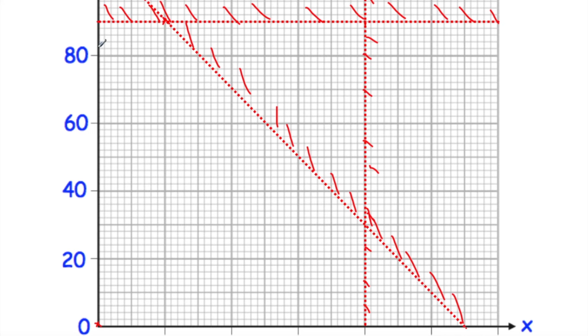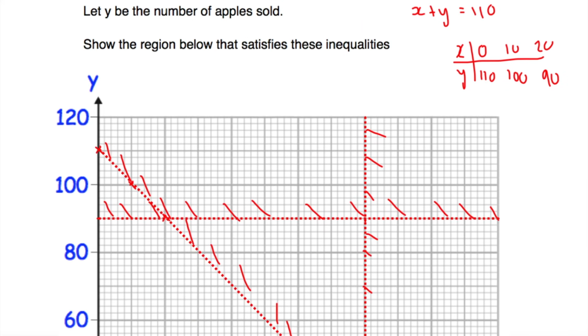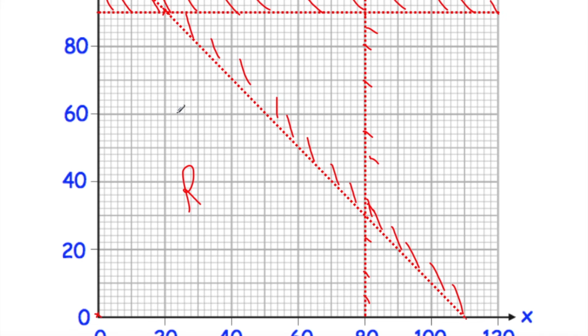And that's it. That would be our region here. So it would go across there, then down diagonally, down vertically there, across, and so on. So that's the region there, and let's just label that R. And if we go back up, the question said to show the region below that satisfies these inequalities, that x is less than 80, the y is less than 90, and the x plus y is less than 110, that would be this region here. And that's it.